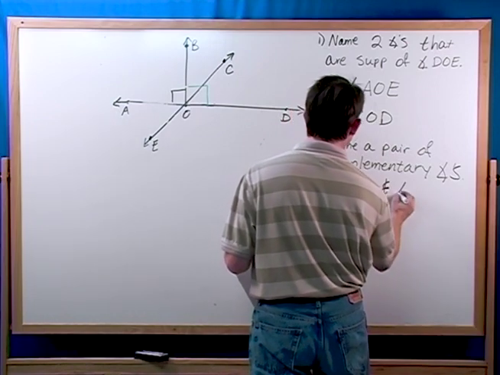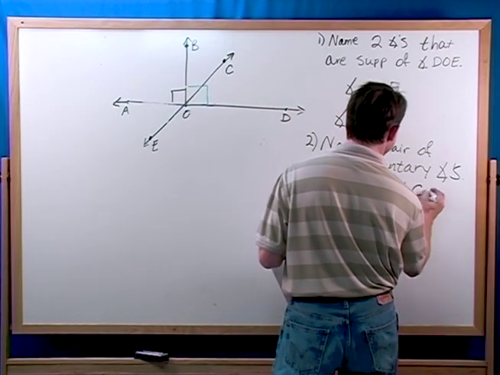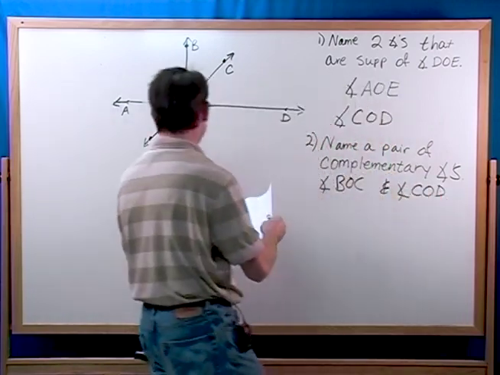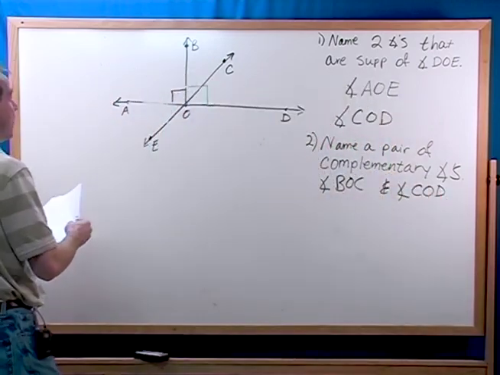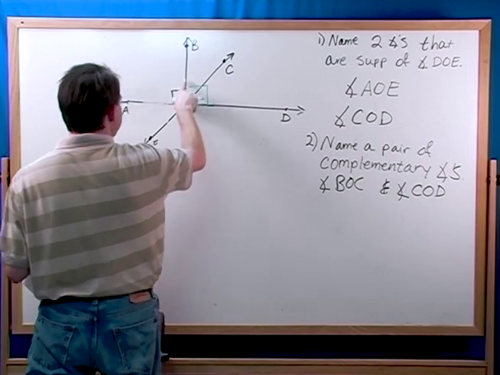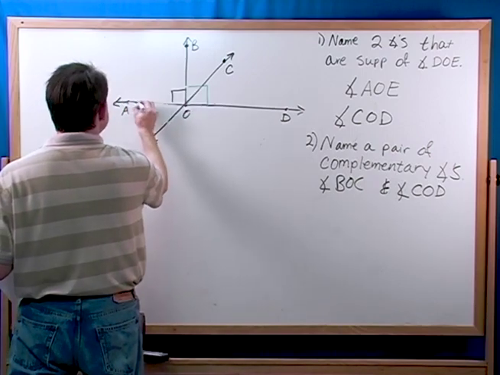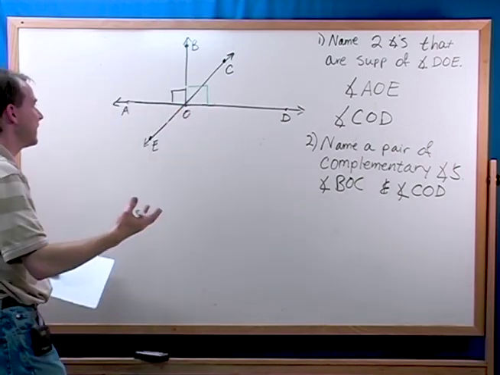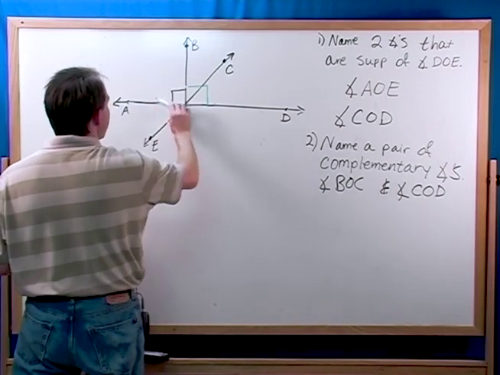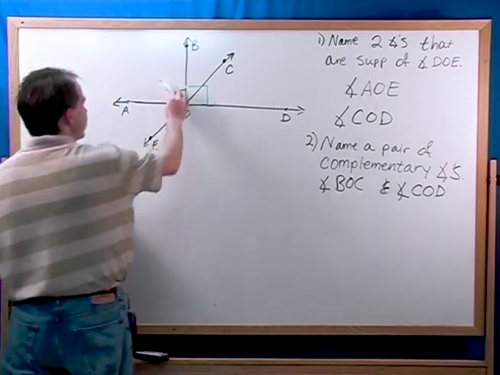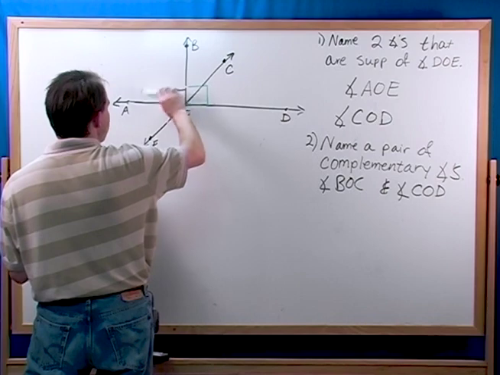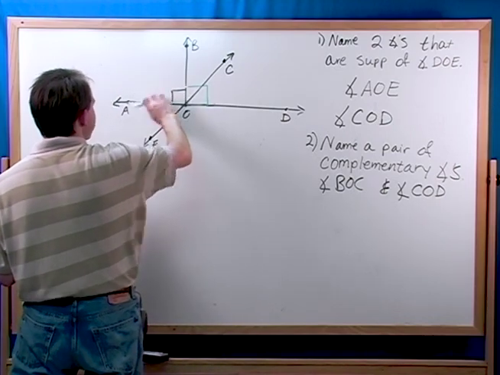and angle COD. Now let me walk through that one more time because that's confusing. The only thing I was given in the drawing is that this angle was 90 degrees. But that doesn't help me directly, because I'm trying to find two angles that add up to 90 degrees, and there's no line here, so I don't have an easy way to find two angles here because there's nothing there.